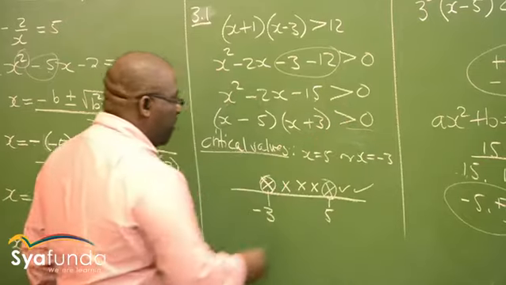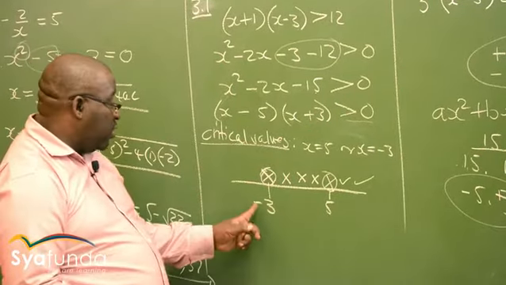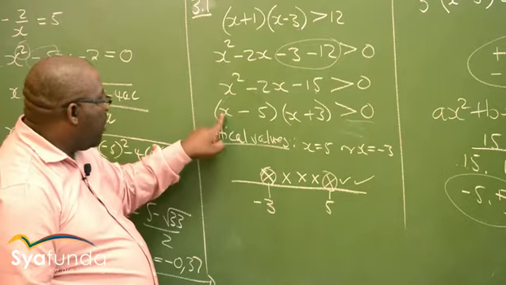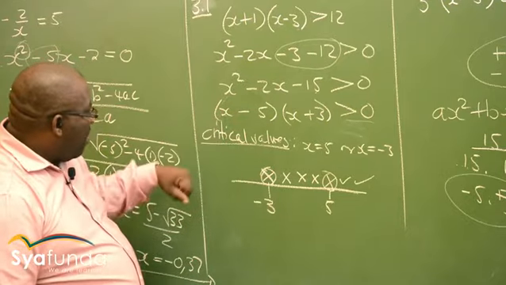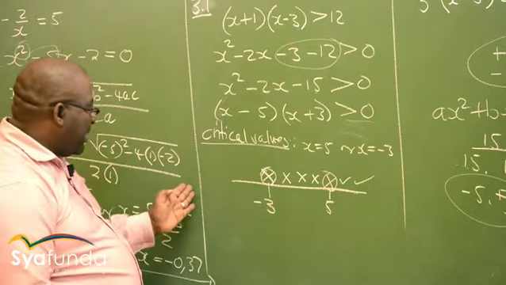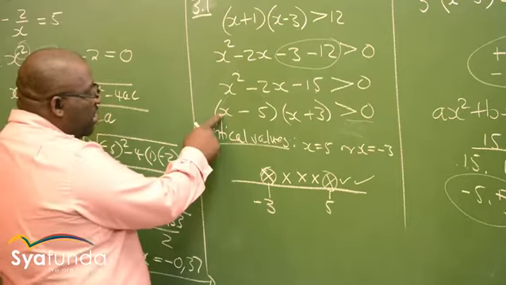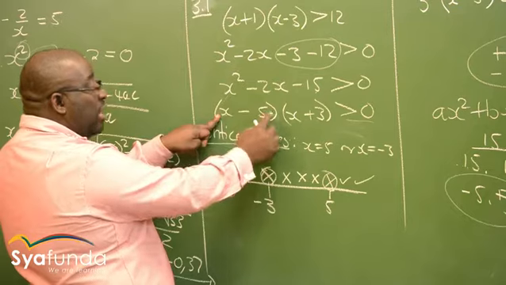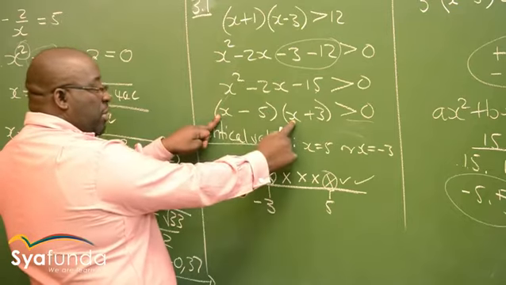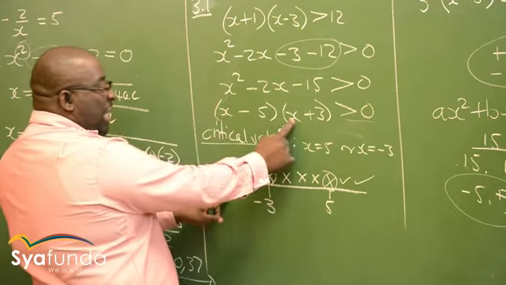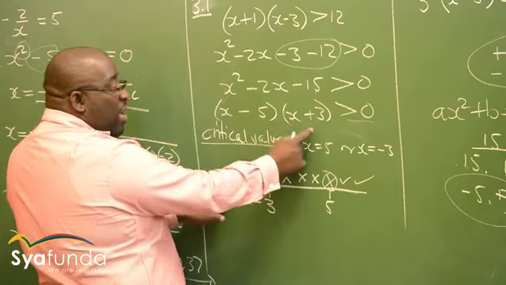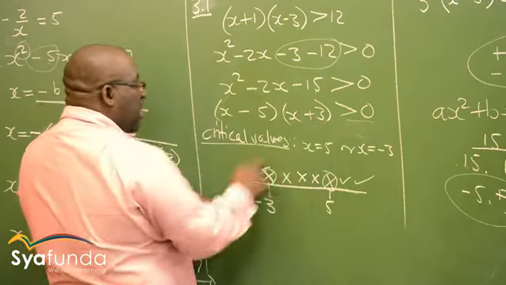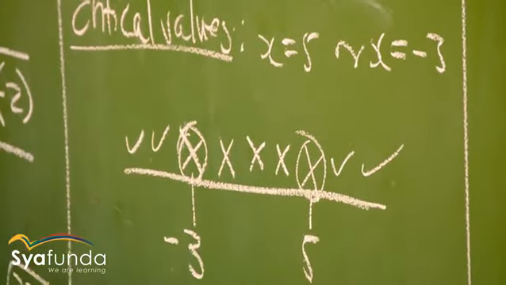If you take a value that is less than minus 3, let's take minus 4. Let's push in minus 4 here. Minus 4 minus 5 gives us minus 9, so the value here will be negative. If you push in minus 4 here, minus 4 plus 3, the value will be negative. So you will have negative this side and negative that side. What is negative times negative? It is positive. So this one gives us a value greater than 0, which is part of the solution.